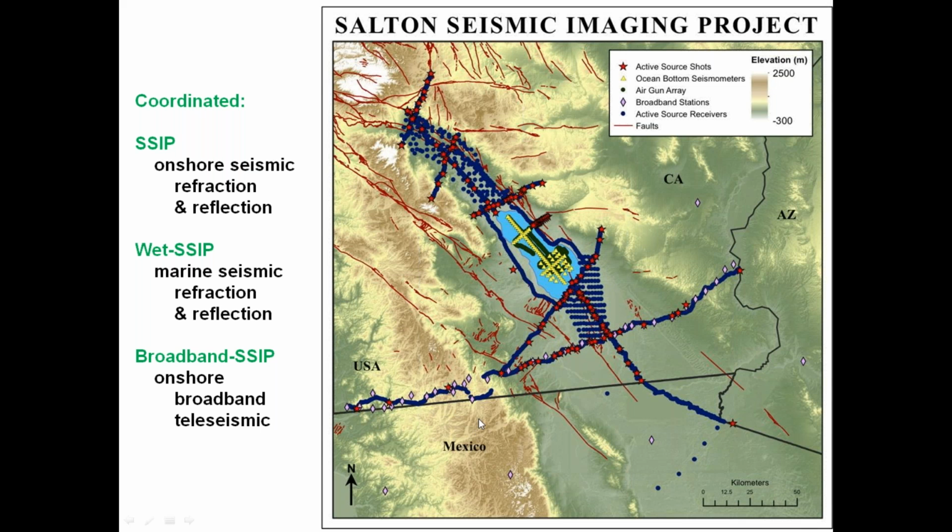Wet SSIP is a marine seismic refraction and reflection experiment in the Salton Sea, which is funded by NSF Marine Geology and Geophysics Program. Yellow triangles are OBS locations and the green lines are airgun shots. Broadband SSIP is an onshore broadband teleseismic experiment, which is funded by NSF Geophysics Program. All the broadband stations are shown by purple diamonds along the east-west line near the US-Mexico border.